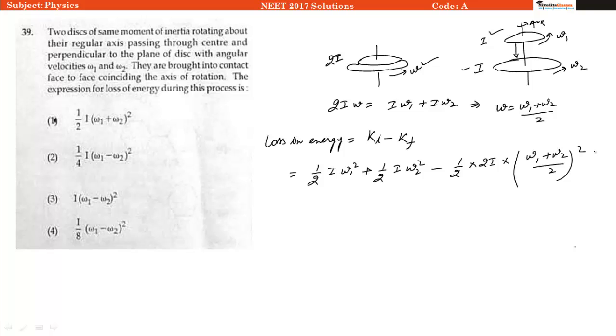Okay, if I see here, this I and half are common, so let's take them outside. This will be half I, and we will be left with omega 1 square plus omega 2 square. Now we will have minus 2 into omega 1, let's say this 2 is also taken outside, so it will be 4. So omega 1 square plus omega 2 square plus 2 omega 1 omega 2.